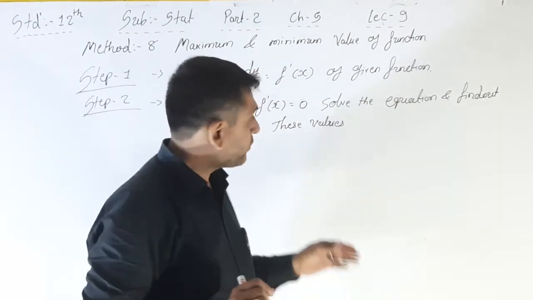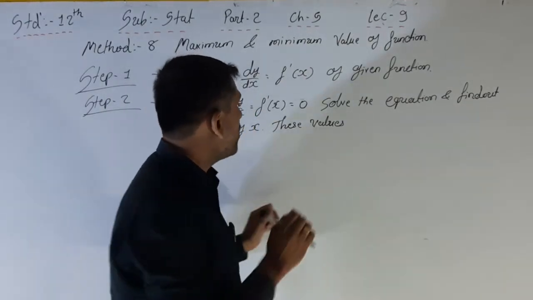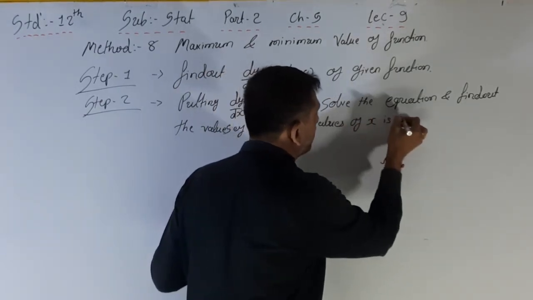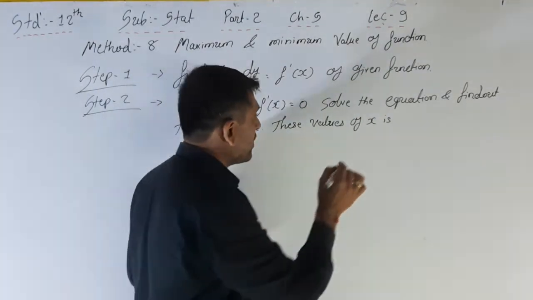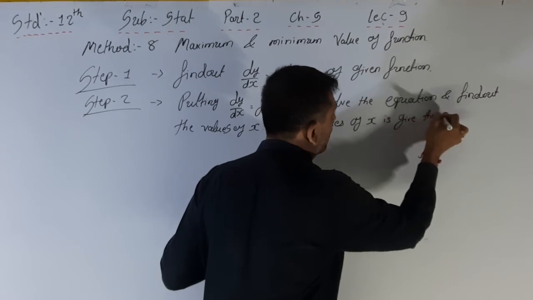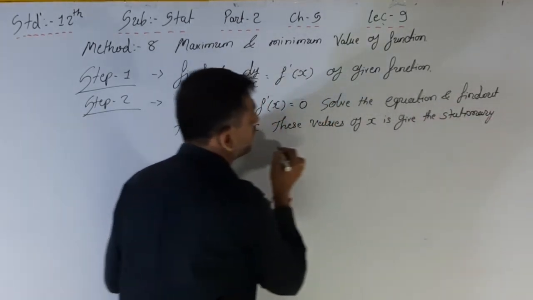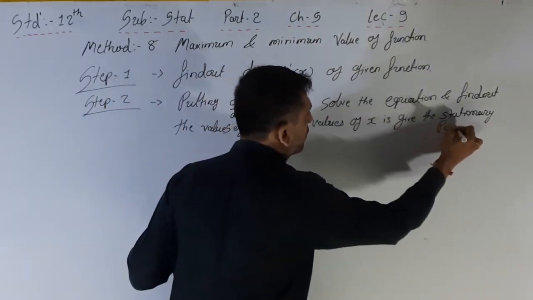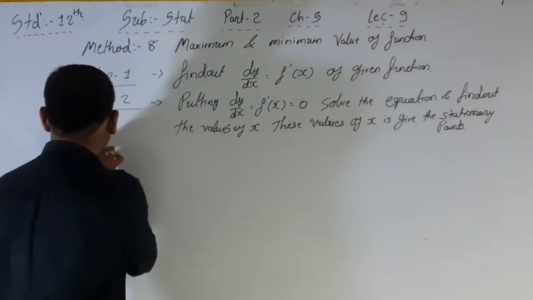So here these values of x give the stationary points. Stationary point. Now step number 3.